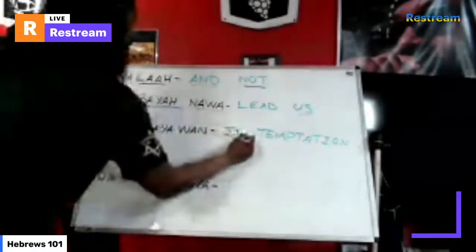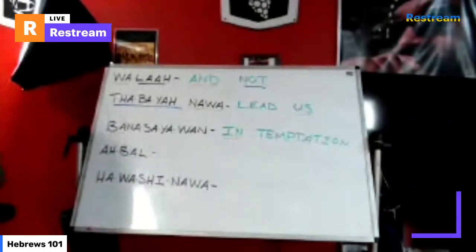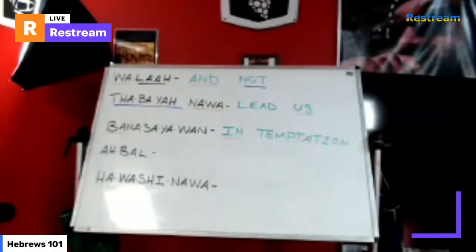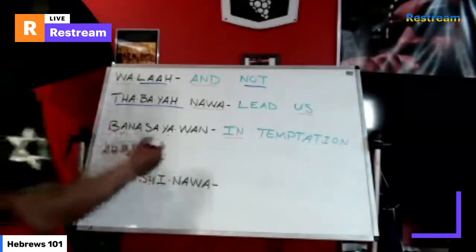Bana Saiwan, in temptation. So the root word is going to be what? Nasaiwan. Lashawan. Very good. Continuing on, we have Wala'a and Na. Tabayanawa, lead us. Banasayawan, in temptation. Of all.